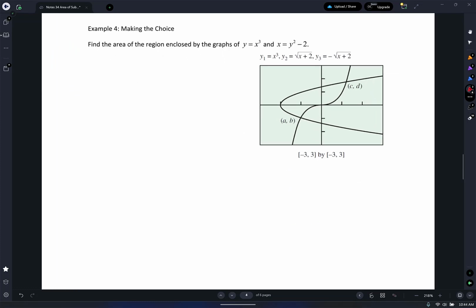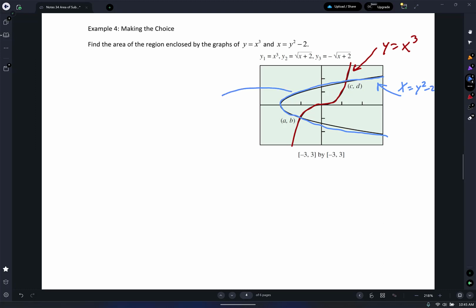Here we go. You need your calculators now, so this is why we have our calculators. It says find the area of the region enclosed by y equals x cubed. That's this graph right here. That graph is y equals x cubed, and x equals y squared minus 2. That's this graph right here in sky blue. That one is x equals y squared minus 2.